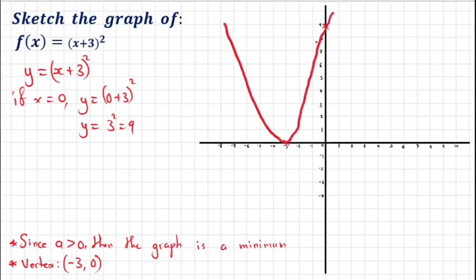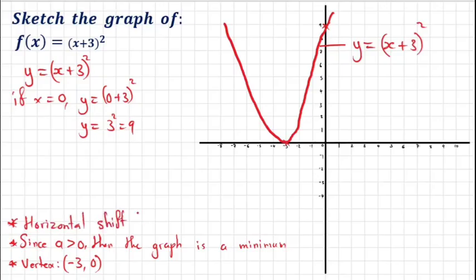Then we can also label it and say, this is the graph of y is equals to x plus 3 squared. So we can give 3 descriptions here. The third one, we can say it shows a horizontal shift to the left by 3 units.